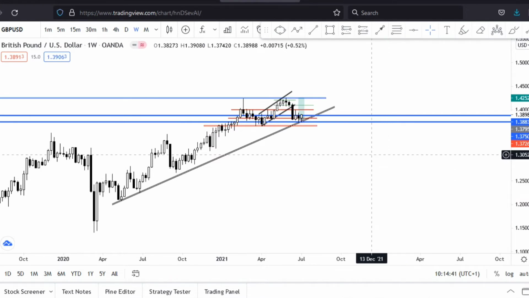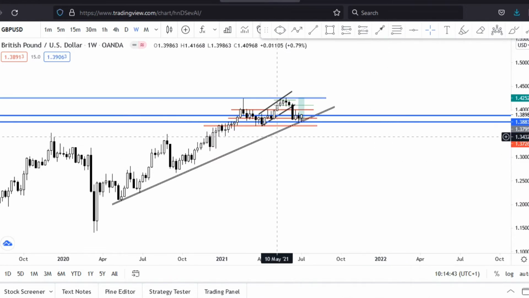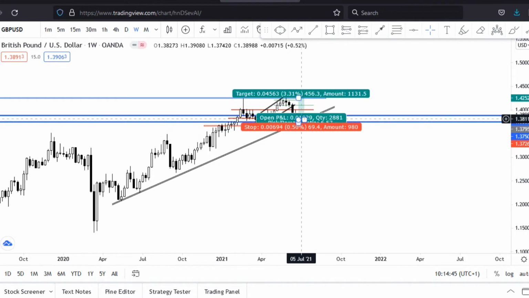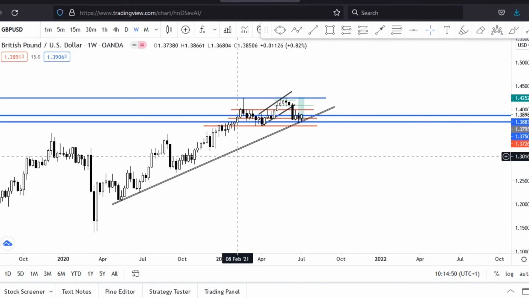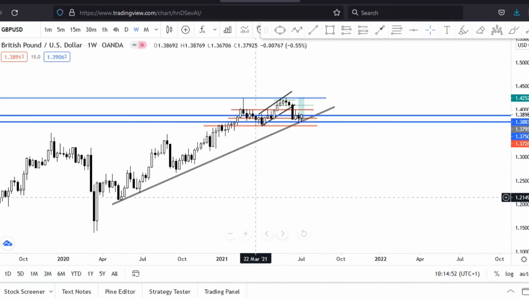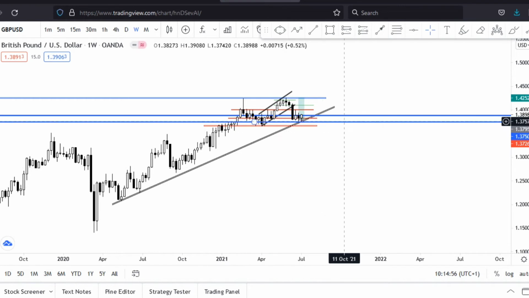Now for GBP/USD, as you can see, price has gotten to this trend line over here as well as a support level and bounced off it, forming this lovely bullish candlestick pattern. So I'll be expecting GBP/USD to continue to the upside as well.